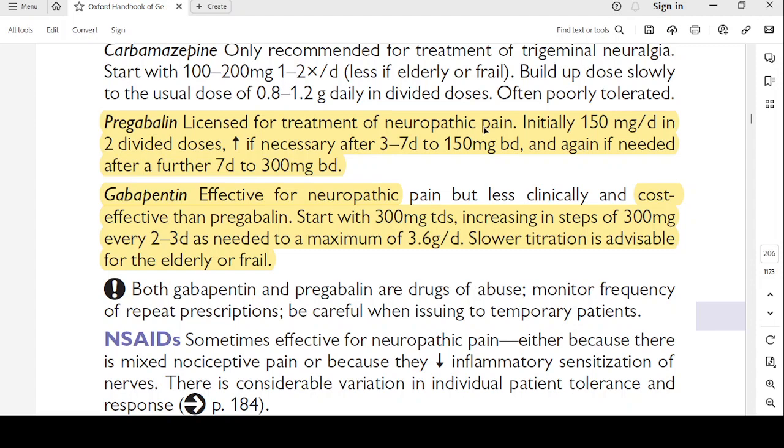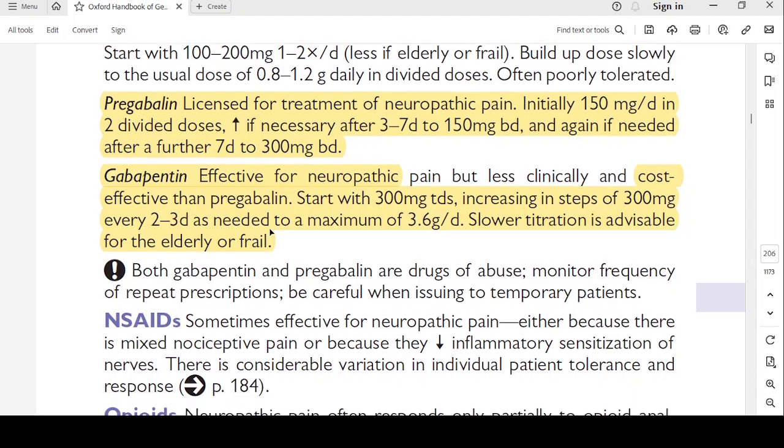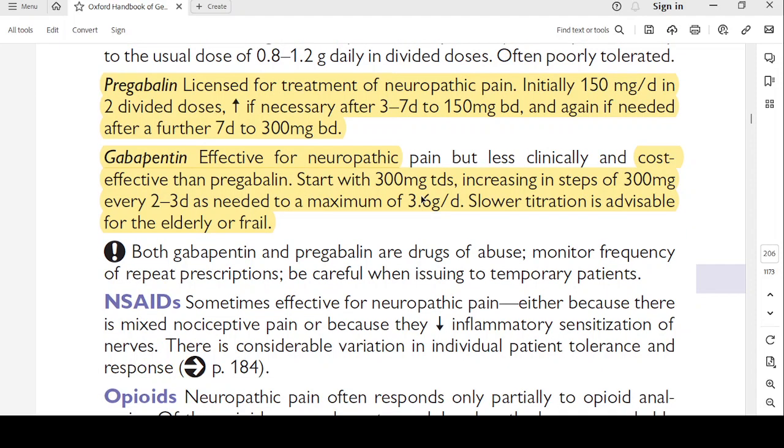Increase if necessary after 3 to 7 days to 150 milligrams BD, and again if needed after another 7 days to 300 milligrams BD. Gabapentin, effective for neuropathic pain but less clinically and cost effective than pregabalin. Start with 300 milligrams 3 times a day. Increase in steps of 300 milligrams every 2 to 3 days as needed to a maximum of 3.6 grams per day. Slower titration is advisable for the elderly or frail.